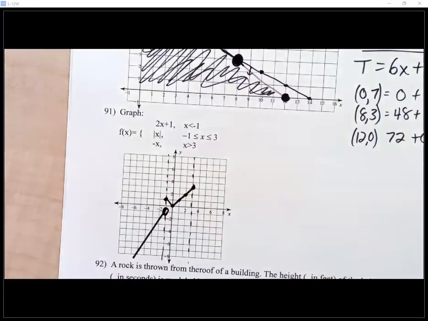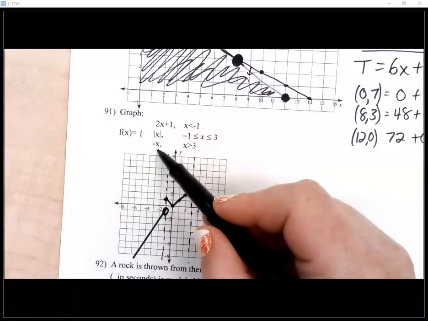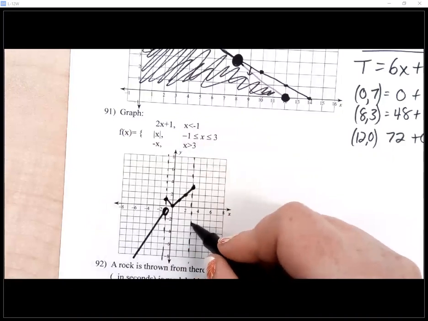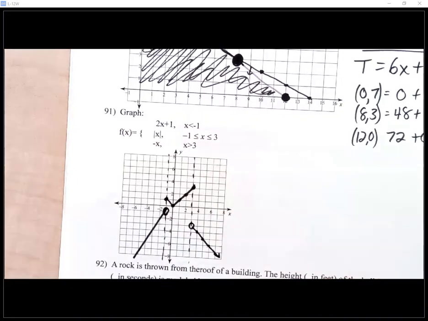The middle section is always easy because it's where you normally graph. And then y equals negative x, that's just the diagonal line starting at the origin, down 1 over 1, down 1 over 1. I just don't start it till I get here. Open dot, down 1 over 1, down 1 over 1. That's it. So there is my graph.